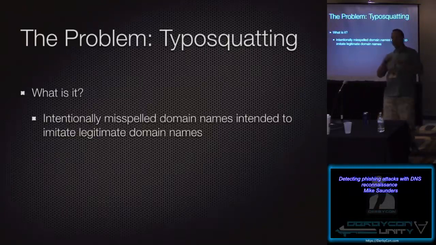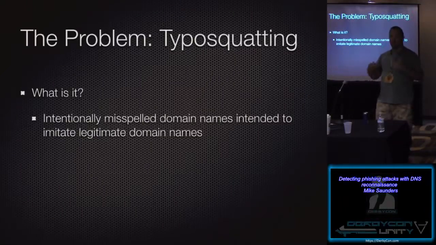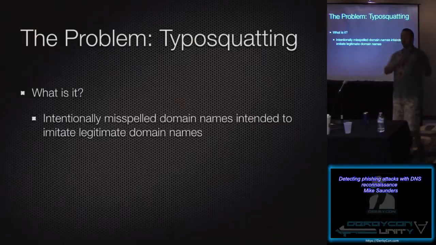using homoglyphs, where you have characters that look like other characters. There's another kind of typo squatting that would be like hyphenating characters together, like service-paypal.com or updates-microsoft.com. That's a different kind. We're not talking about that. We're dealing with the intentionally misspelled domain names.